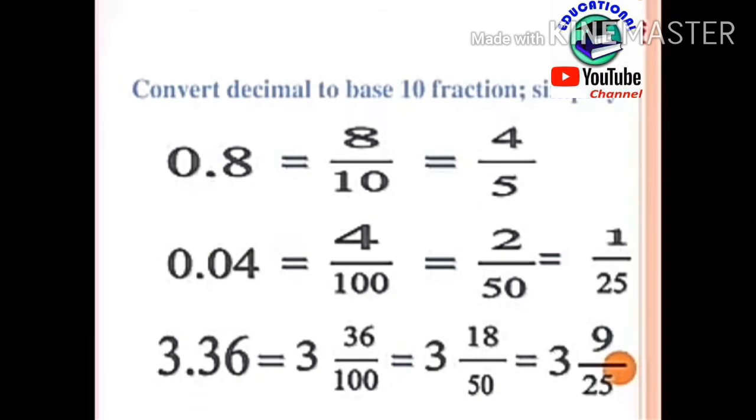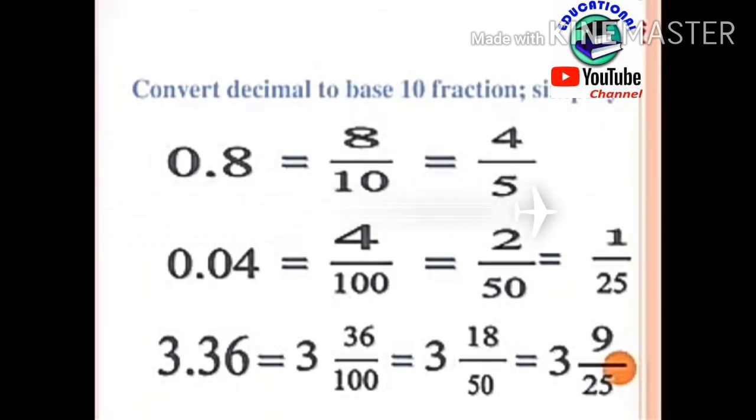7.28. 7 is the whole number and 28/100 is the fraction. Now 28/100 is a fraction, and we simplify it by dividing by 2. So we get 7 whole 14/50. Again, it is not the simplified form. Further, we divide it by 2. So, we get the final answer 7 whole 7 upon 25.